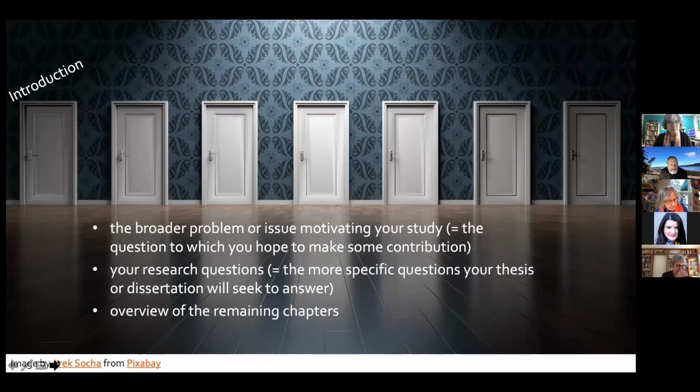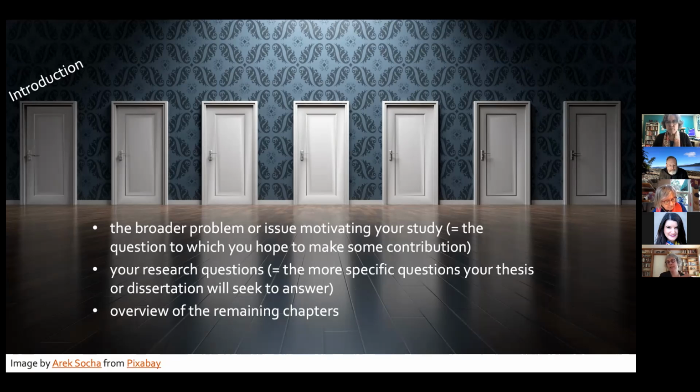There you go. In the introduction you explain the broader problem or issue motivating your study. Sometimes people introduce with a little narrative. You state the overall, larger question to which you hope to make some contribution. And then you also state your research questions, which are the more specific questions that your thesis or dissertation will seek to answer. I'm happy to share these slides afterwards, so no need to write this down. All the images are open under a Creative Commons license, so we're good.